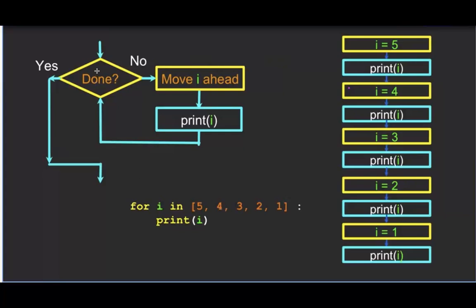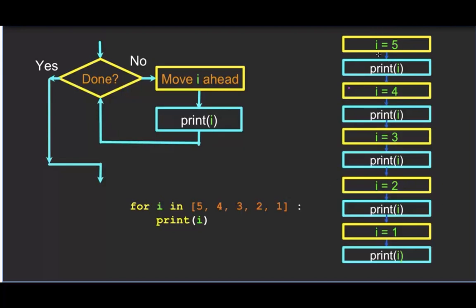So it asks, is the loop completed? The loop isn't completed, so again, no. Update, print the last value, and then come again. And then think, is it done? No. When it comes to 1, the 1 gets printed, but when it goes back to done, yes, the list is completed. So it comes out of the loop. It exits the loop.